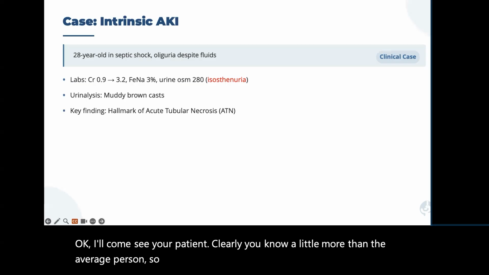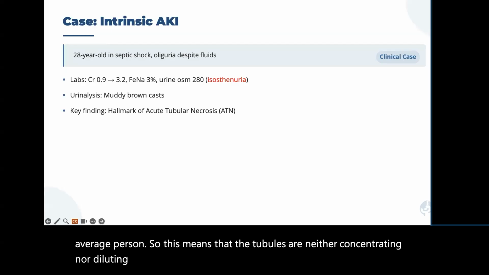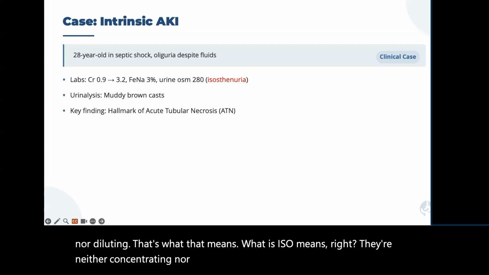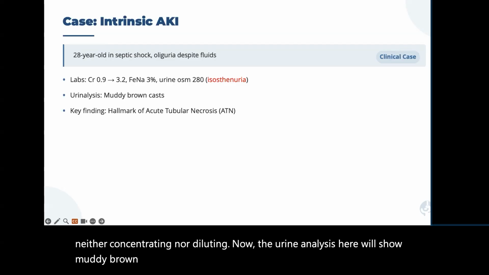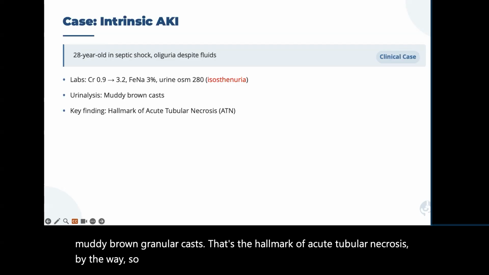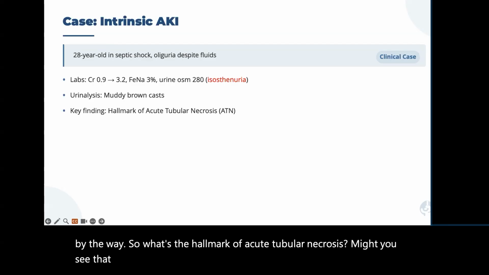So this means that the tubules are neither concentrating nor diluting. That's what that means. That's what ISO means, right? They're neither concentrating nor diluting. Now, the urinalysis here will show muddy brown granular casts. That's the hallmark of acute tubular necrosis, by the way. So what's the hallmark of acute tubular necrosis? Might you see that somewhere? I'm going to say, oh, muddy brown granular casts, acute tubular necrosis.